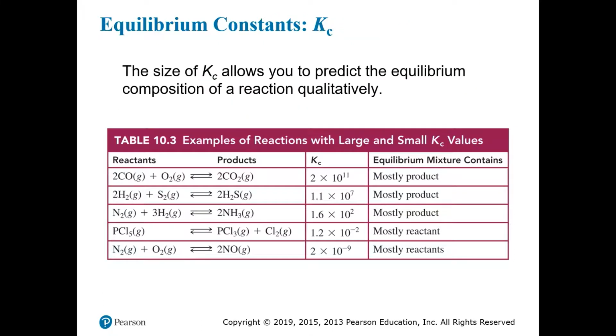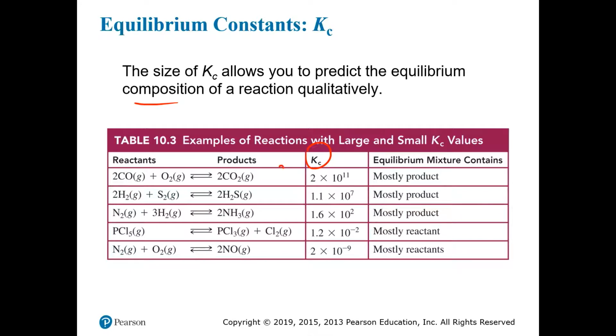This chart shows you some examples of how you can use the Kc value to predict the equilibrium composition of several different equilibrium reactions. So we're still not at the stage of using this quantitatively yet, but we want to think about qualitatively what the composition of the equilibrium mixture will look like. In other words, is it mostly product, is it mostly reactant, or is it some combination of both in roughly equal amounts? The way that you can do this is, again, what we've been saying. Large Kc means mostly product, small Kc means mostly reactant, Kc of approximately 1 means roughly equal amounts of both.